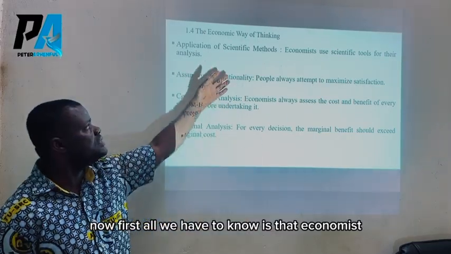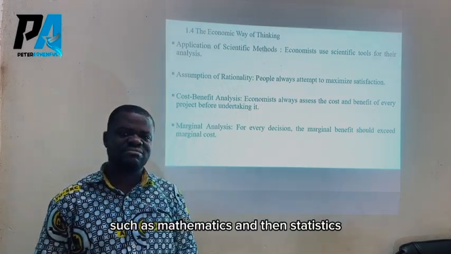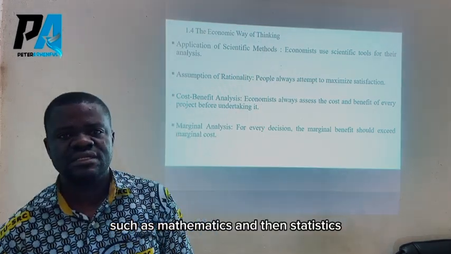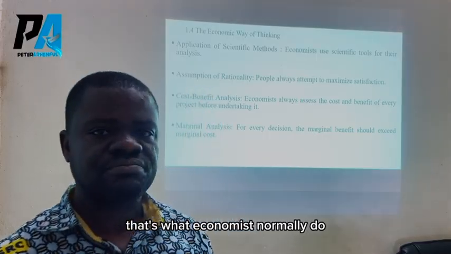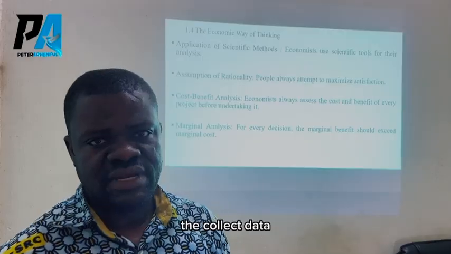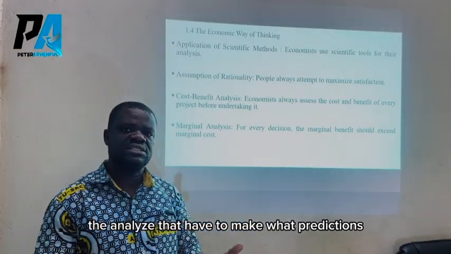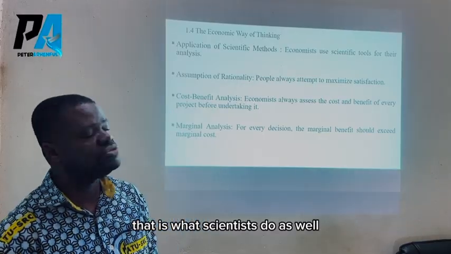Now, first, what we have to know is that economists use scientific tools such as mathematics and statistics. That's what economists normally do. So economists don't just come up with theories. They collect data, they analyze it in order to make what? Predictions. That is what scientists do as well.